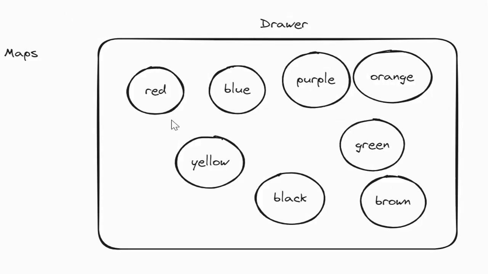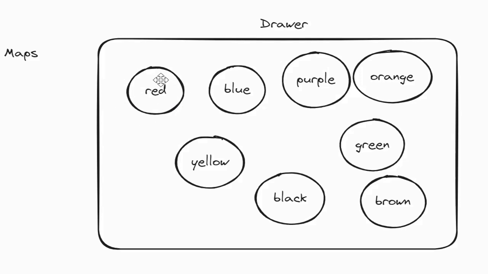Suppose you have a drawer and in the drawer you have kept multiple balls. One is a red color ball, another one blue, purple, and various colors of balls you have. You have given a label to each ball. To this ball you have given the label red, to this you have given the label blue, and the same here: purple, orange, green, yellow, black and brown. So these are all the labels you have given to the balls. Now these labels are called key and the item itself is called value.